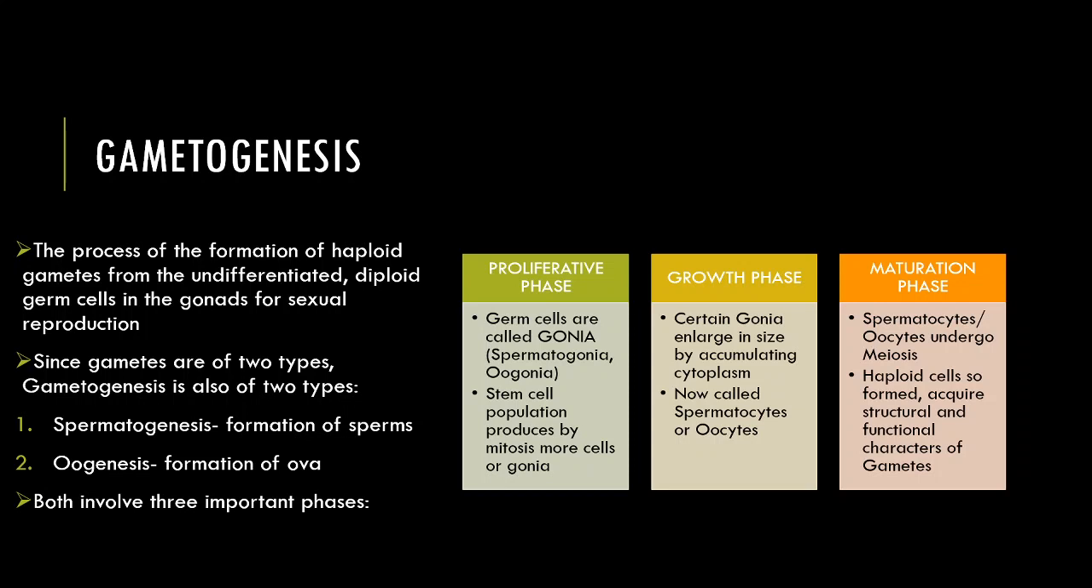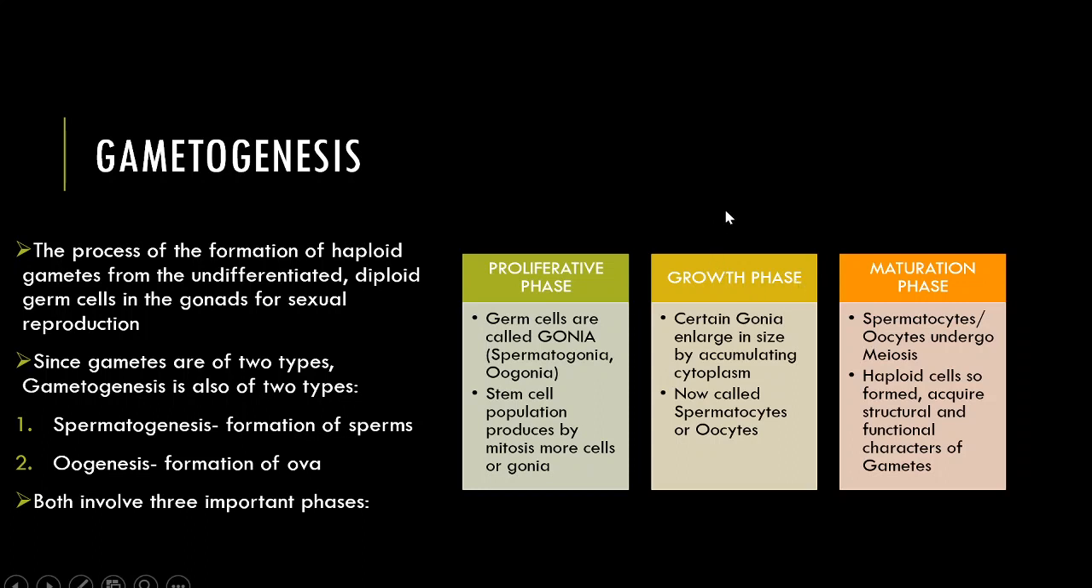From those primordial germ cells, new cells arise which are called stem cells, which help in the growth of the gonad, and germ cells later on arise from those stem cells. These germ cells are called gonia. They may be called spermatogonia or oogonia. This stem cell population is produced by mitosis, and it produces more and more cells or gonia again by mitosis. So it is a multiplicative phase or the proliferative phase.